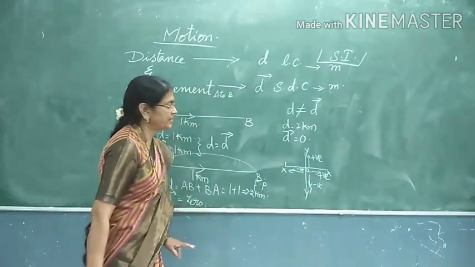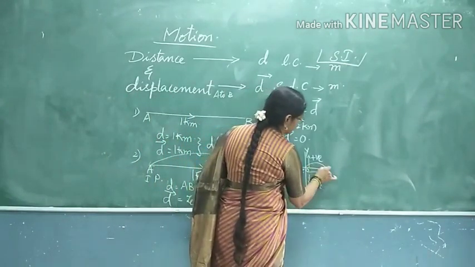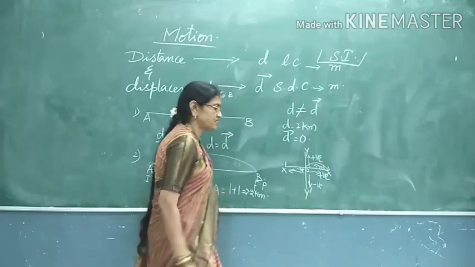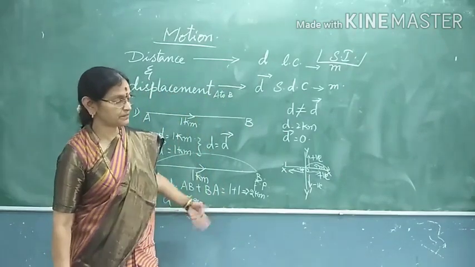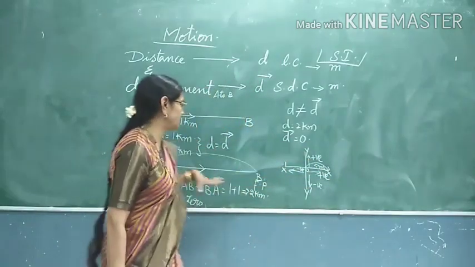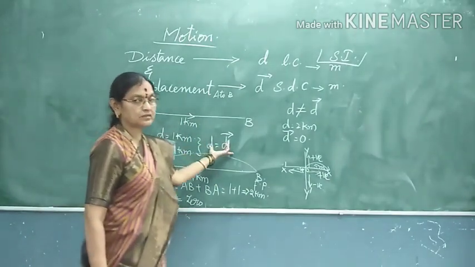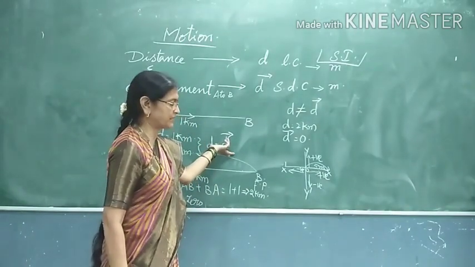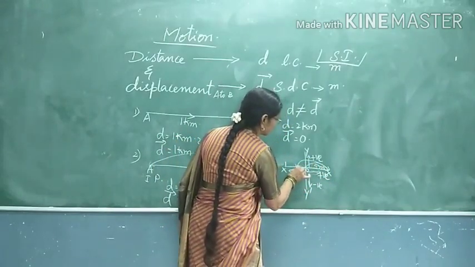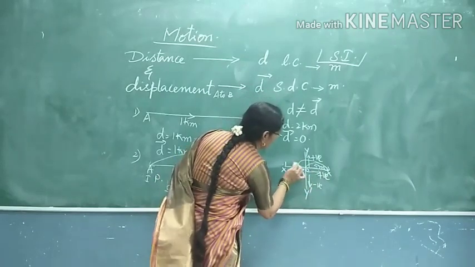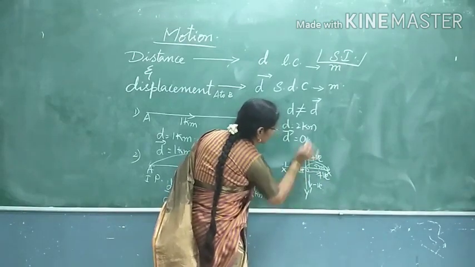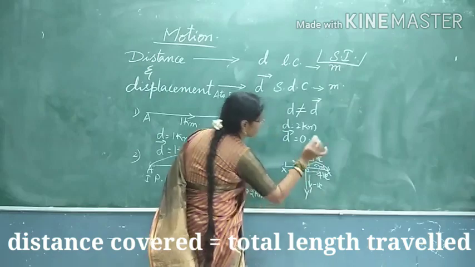Now, if the body is moving from O to X, suppose it is 5 meters. The distance covered is 5 meters. Displacement also, from initial to final position, again linear motion. In linear motion, the magnitude of distance is equal to the magnitude of displacement. Suppose it is moving like this and coming back here. Suppose this point we designate as Z. Suppose it is 2 meters.